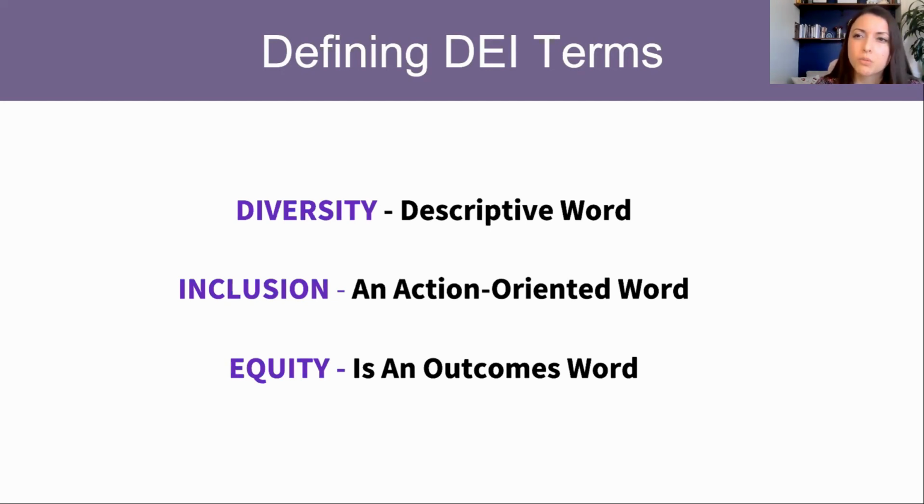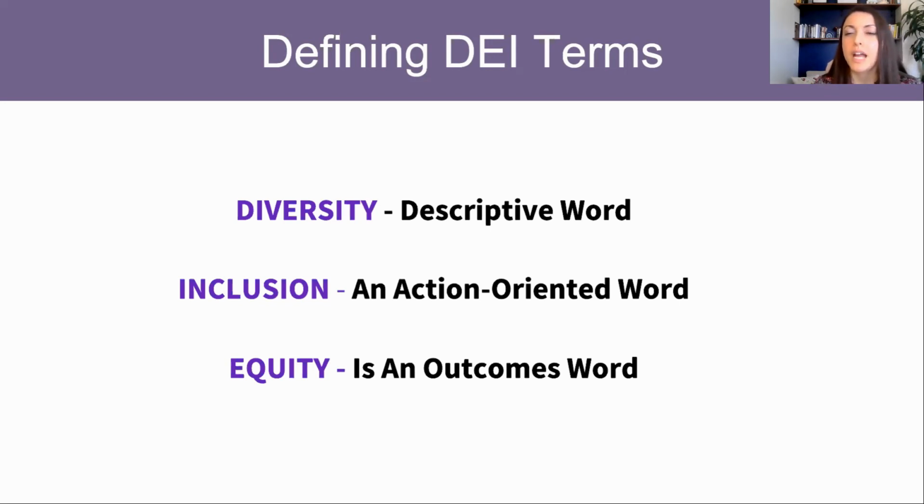Inclusion is an action-oriented word, meaning there's some sort of action that you're taking to be an inclusive educator, leader, scholar. So there's potentially a specific teaching method that you're using to ensure that you're being inclusive of the diversity of learners in your classroom, or there's a specific behavior that you're using that supports inclusion of individuals. So there's some sort of action that you're taking to be inclusive.